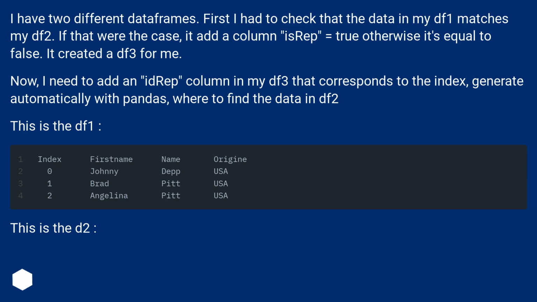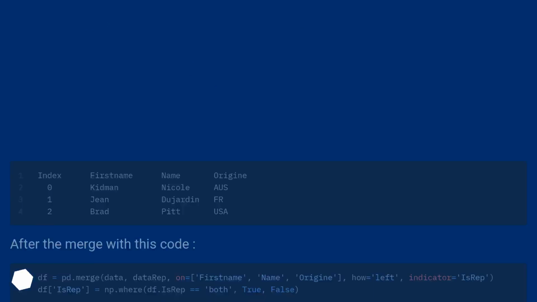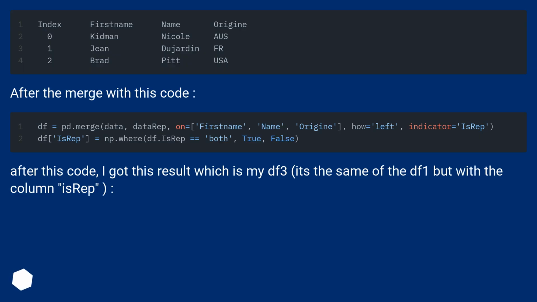This is the df1. This is the df2. After the merge with this code, after this code, I got this result, which is my df3. It's the same as the df1 but with the column isrep.